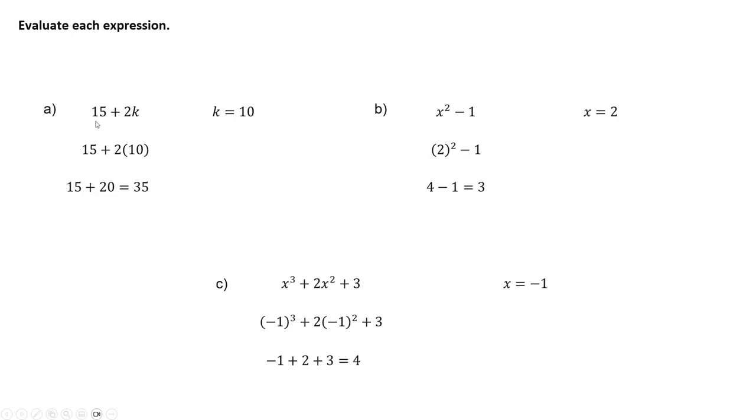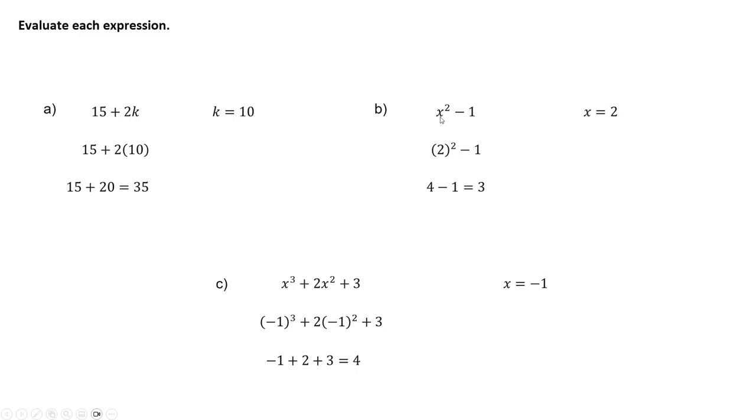Here we're given the expression 15 plus 2k, and we're told that k has a value of 10. So we take that 10, we plug it into where the k was. 15 plus 2 times 10 gives us 15 plus 20, which is 35.